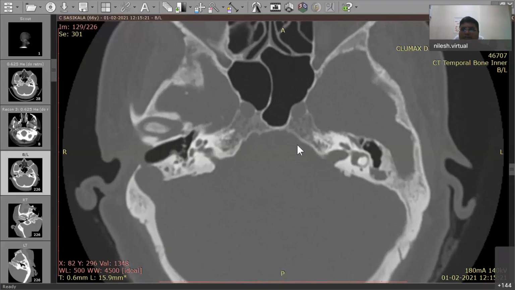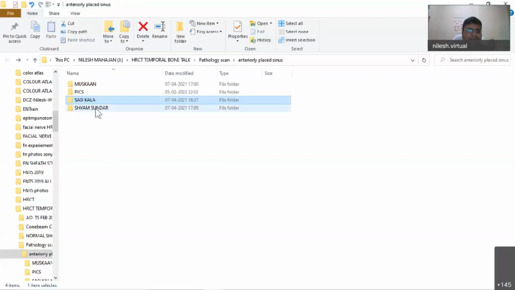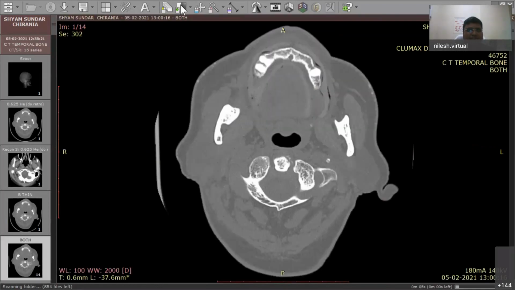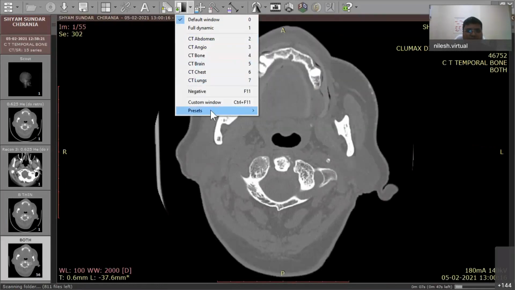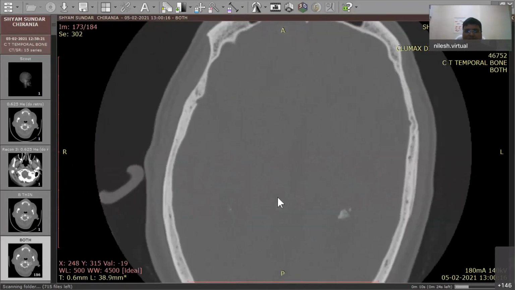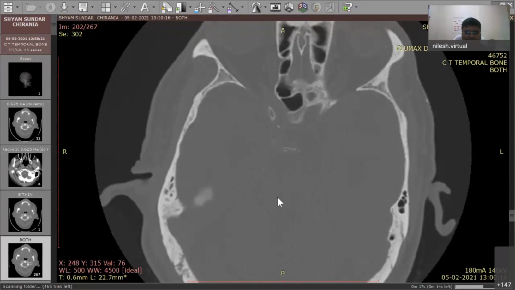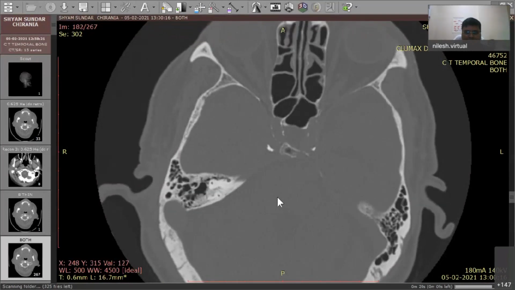So like that you have to be careful regarding sinus. One more scan is there. We'll see what is the state in this scan. So again, go in the topmost cuts. Yes, again same thing you can see here.